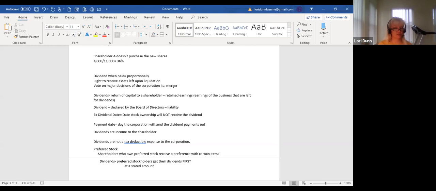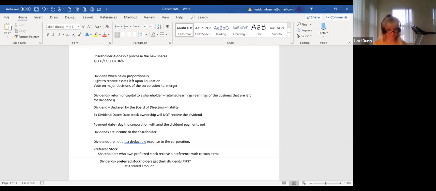And they already know it. It's on their stock certificate. It could be a dollar amount, or it could be listed as a percentage. And that's usually a percentage of a par value. And par value is just a stated amount on the stock certificate. So if your par value is $2 and it's a 10% dividend rate, each share of stock gets a 20 cent dividend.